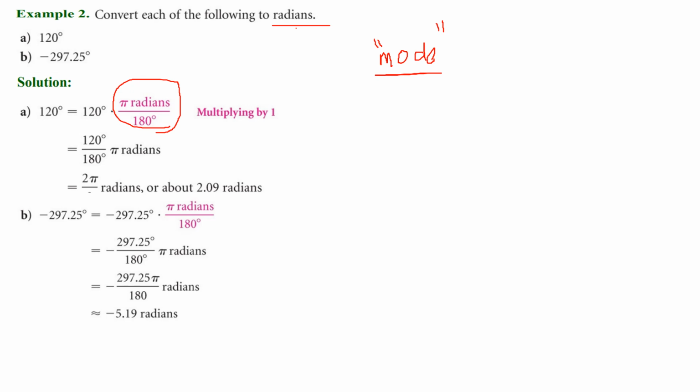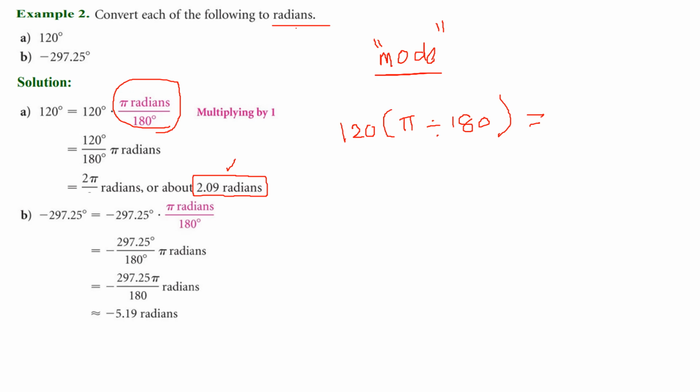So how to get this? This is very simple. You just type 120 in the calculator, then in the bracket keep pi, divided symbol, then 180, close the bracket, and equals. This gives you the value 2.09 radians. You can check from your calculator.